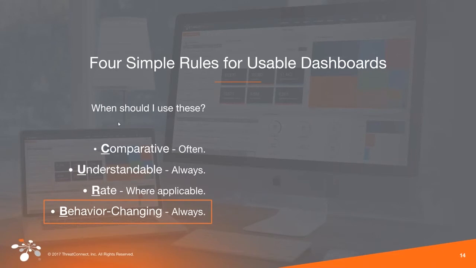So, 4 simple rules for building usable dashboards. Question is, when do you use these? Not all of these have to be used all the time. Not every card, not everything on your dashboard has to be comparative. Not everything has to be a rate. But in general, you want to put things in context. So I recommend making things comparative often. If you're showing just a number, ask yourself, is there a number that I should compare that number to?